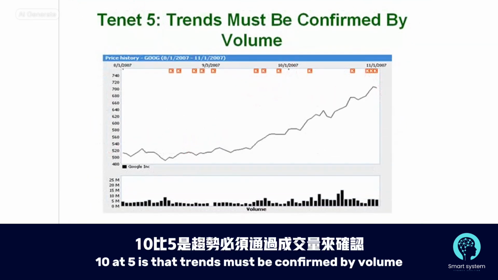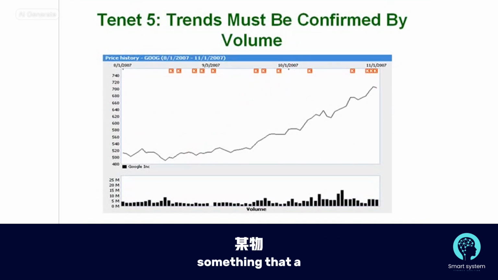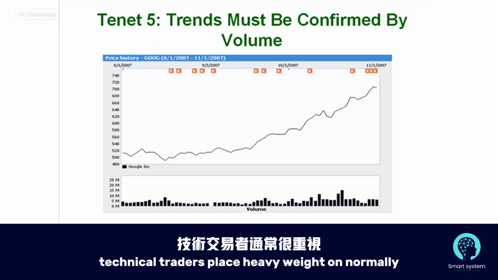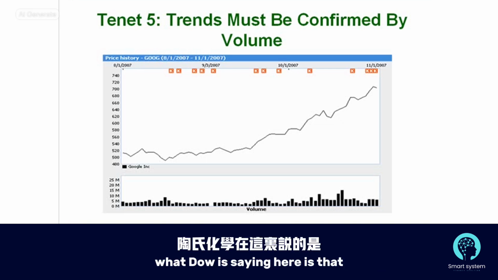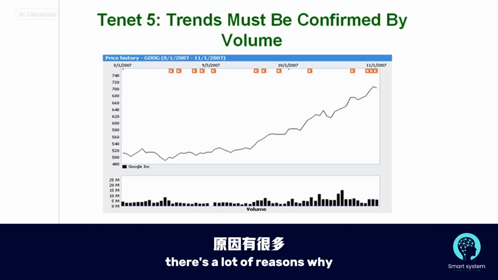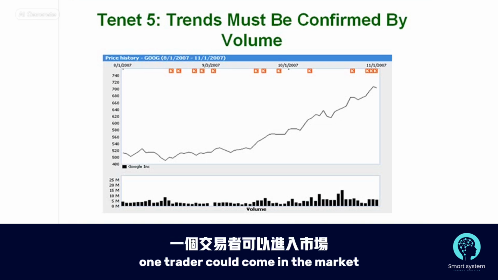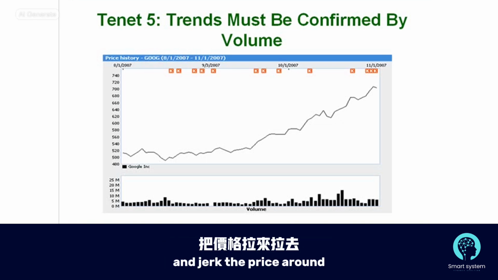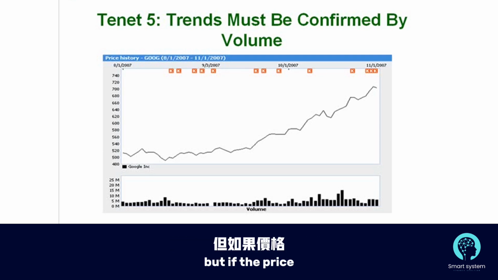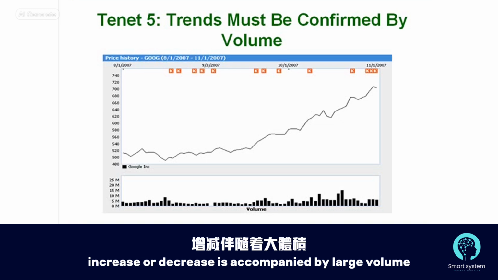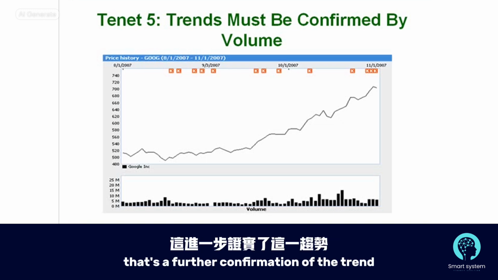Tenet 5 is that trends must be confirmed by volume. This one is still very relevant today, and technical traders normally place heavy weight on looking at volume in conjunction with their trend analysis. What Dow is saying here is that there are a lot of reasons why price can move on low volume. One trader could come into the market and jerk the price around. But if the price increase or decrease is accompanied by large volume, that means there are lots of participants in the move, and therefore that's a further confirmation of the trend that's in place.